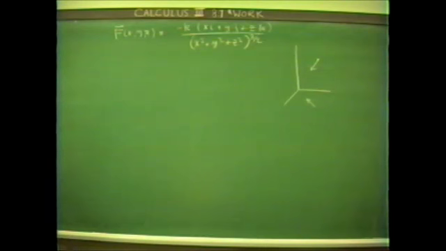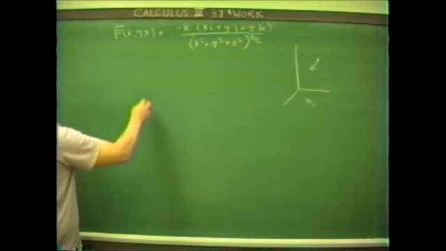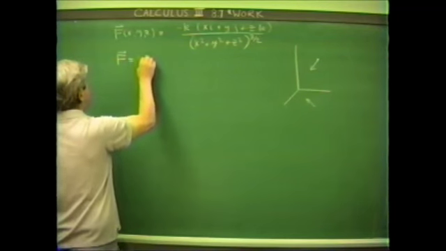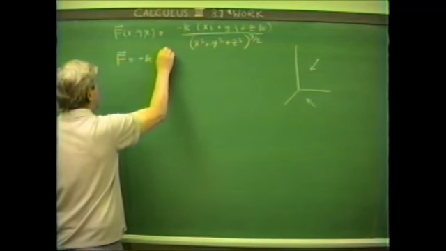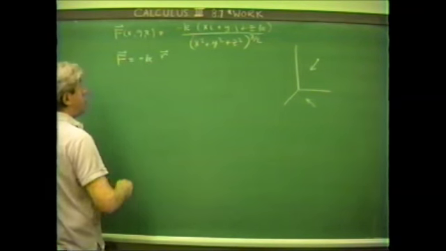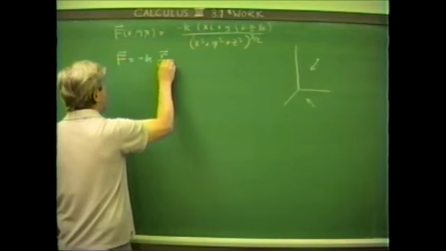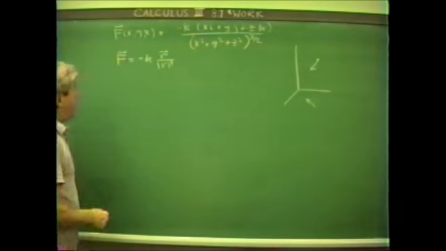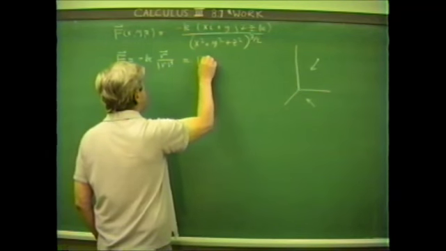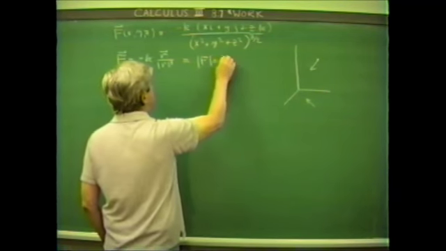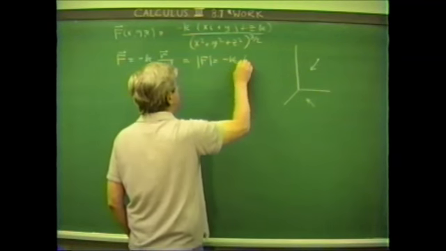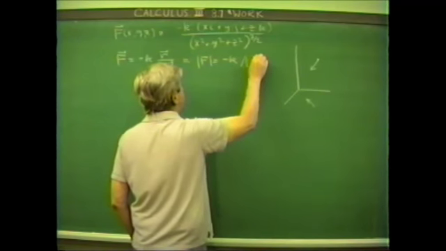as if there were a mass at the origin attracting a particular object. Right? Another way to write this F is F equals minus k r, where r is the position vector xi plus yj plus zk, over the magnitude of r cubed. Right? And we note that if we write it this way, then the magnitude of F at any point is minus k times the magnitude of r over r cubed, so this is minus k over the magnitude of r squared.